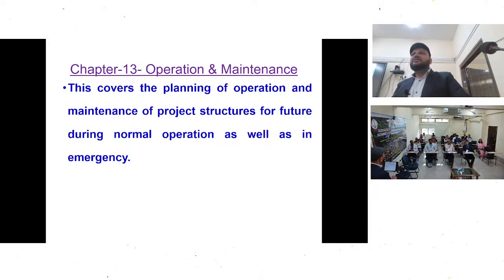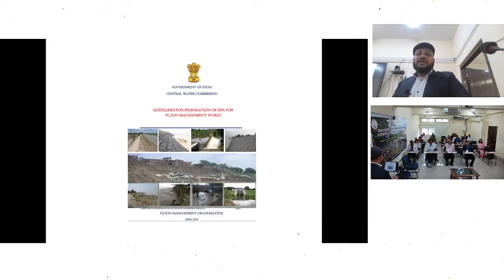And operation and maintenance. What we generally see is that government creates a structure or any project, but maintenance is very poor, especially in flood management projects. There is no scope of maintenance. That's why it should also be included in the DPR, so that it is clear how it will be maintained. We construct a project for a certain time period, but due to lack of maintenance, the desired results don't come. Now we are coming towards the main topic.